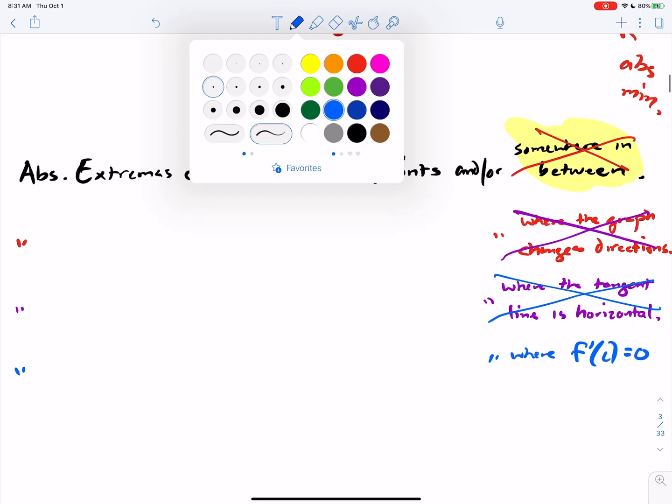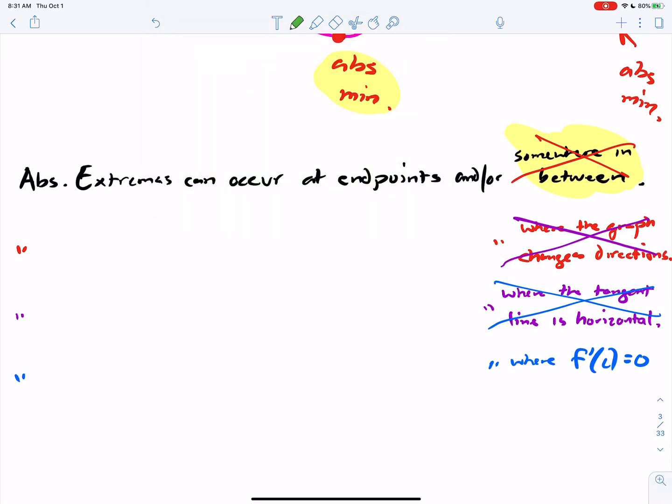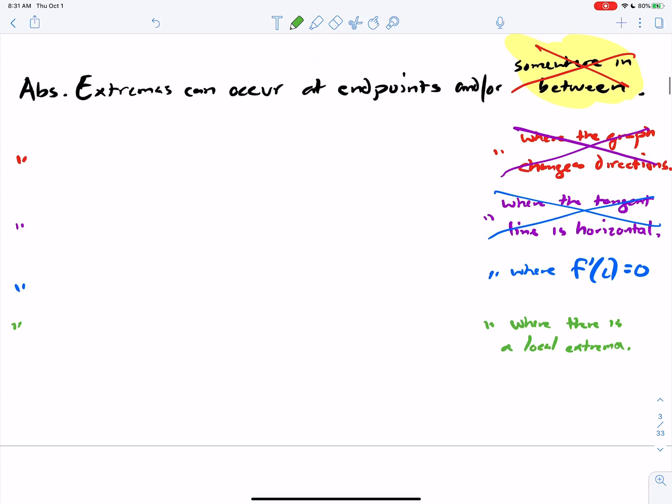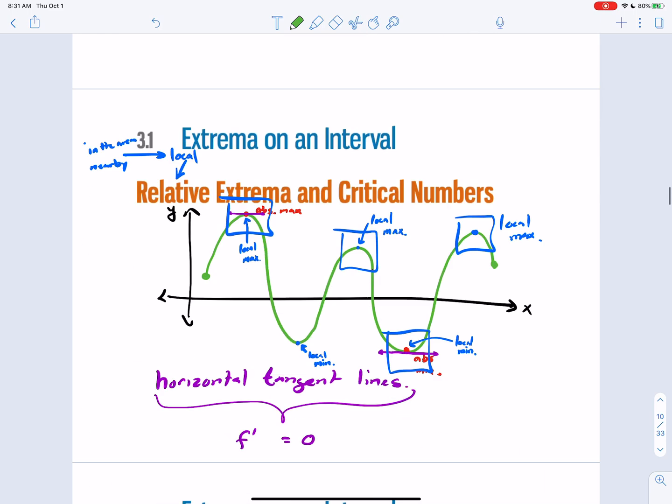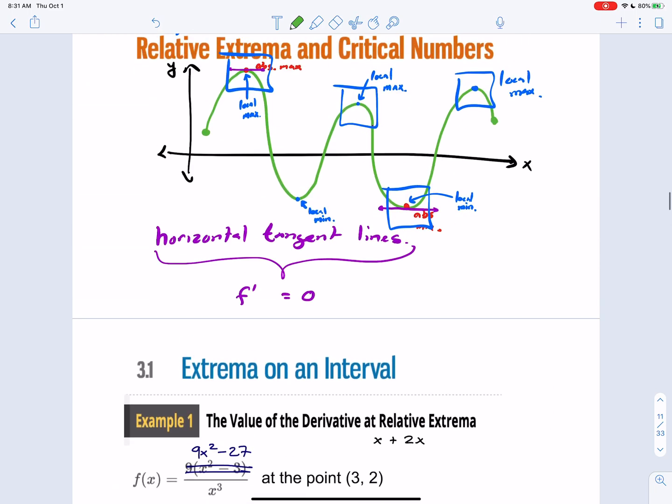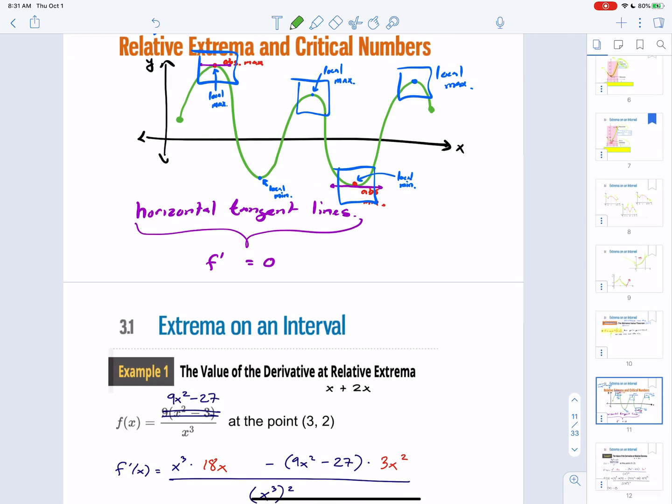Okay. Ditto, ditto. Where there is a local extrema. Okay. So here's the thing. Where are we trying to get at here, right? We keep revising this statement. So let's take a look. Let's explore. Oh no, I didn't erase it. Okay, imagine you didn't look at that.